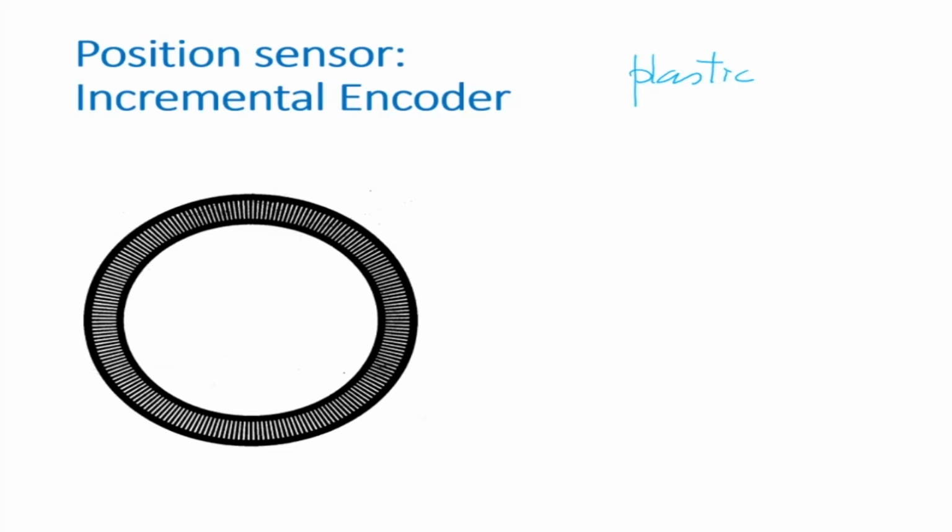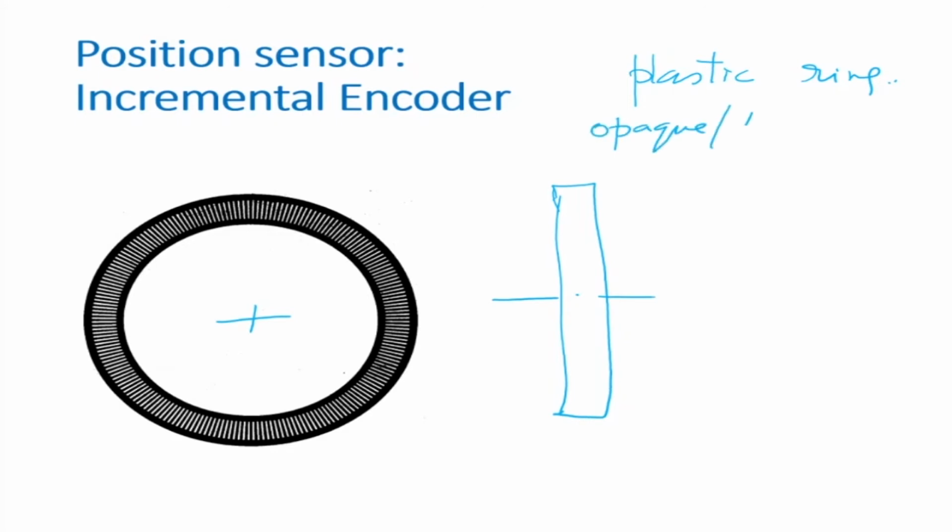If I take the side view of this, so this is my center, the side view will be something like this. This is a plastic ring, or a strip, which contains opaque and transparent parts. So you can see this here. These white ones are transparent and the dark ones are opaque.